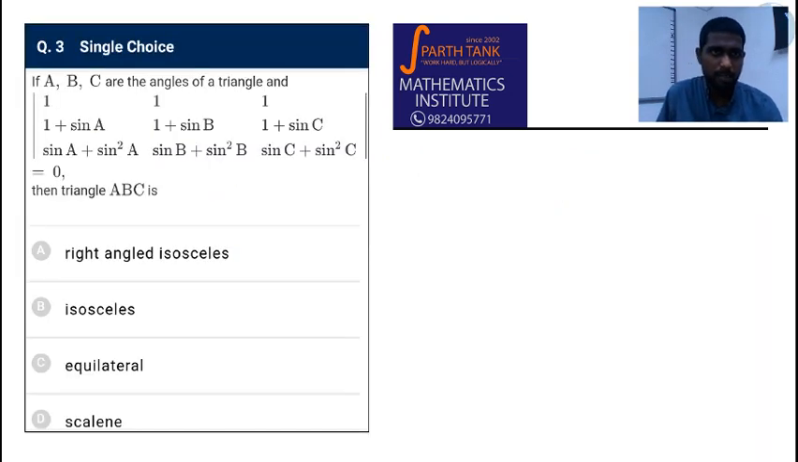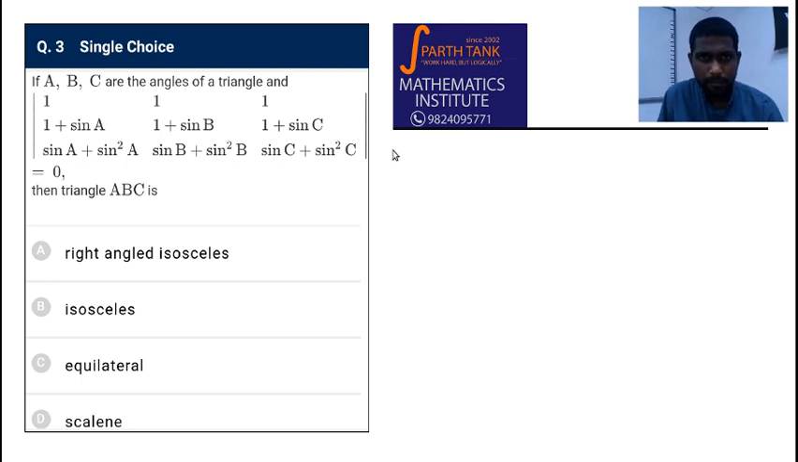Moving on to question number 3. ABC are the angles of a triangle, and the determinant with rows 1, 1, 1; 1 plus sin A, 1 plus sin B, 1 plus sin C; sin A plus sin squared A, sin B plus sin squared B, sin C plus sin squared C is 0. Then the triangle ABC is what? Okay, very simple sum actually. Let us just simplify this determinant a little bit.